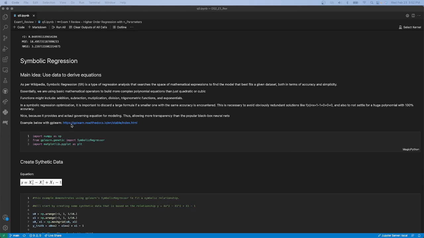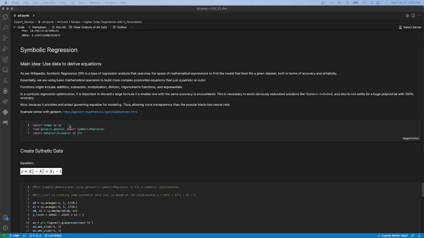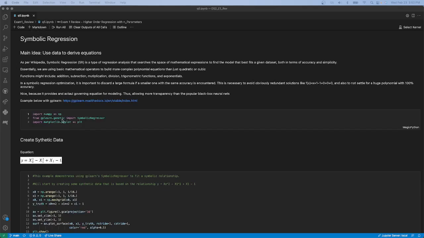So the library we're going to be using is called gplearn. This is actually a genetic algorithms library, but it can be applied for symbolic regression, among a lot of other things. So we're going to import gplearn.genetic. We're going to import the symbolic regressor.